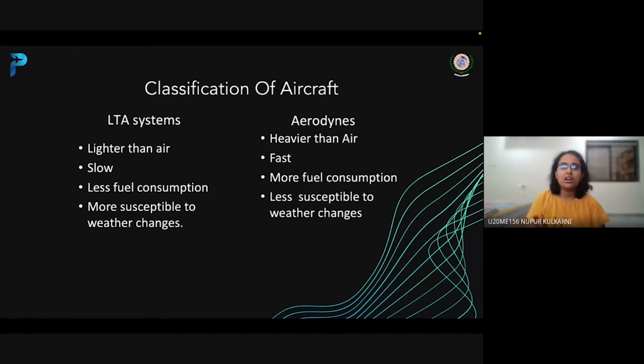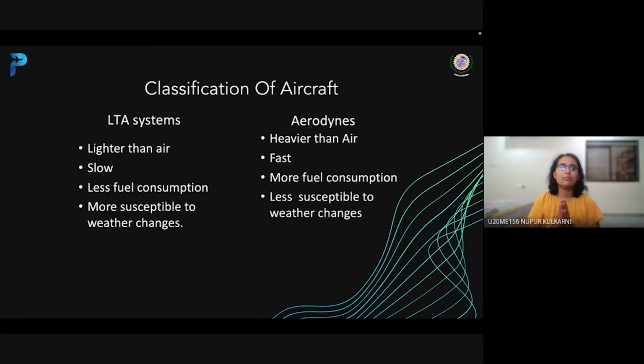LTA systems are ones which move slowly and are more susceptible to weather changes. They consume less fuel. However, the aerodynes, the heavier-than-air type of aircraft, move very fast. They can achieve great speeds. They are less susceptible to weather changes, but they consume more fuel.